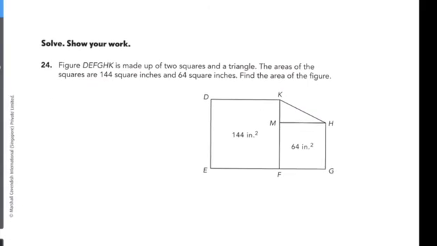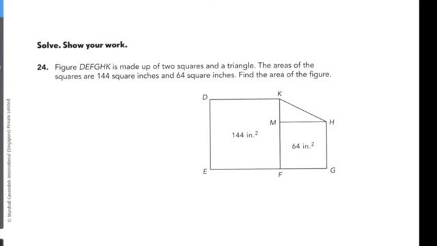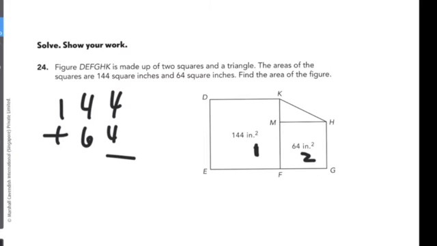So 24 says that there are 2 squares here and a triangle. The areas of the squares are 144 square inches and 64 square inches. Find the area of the whole figure. So right away I know that if I label this the first square and the second square, all I have to do is add those up, and that'll give me the area of those two. So add up 144 plus 64.